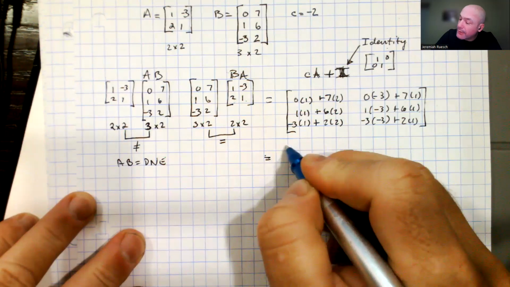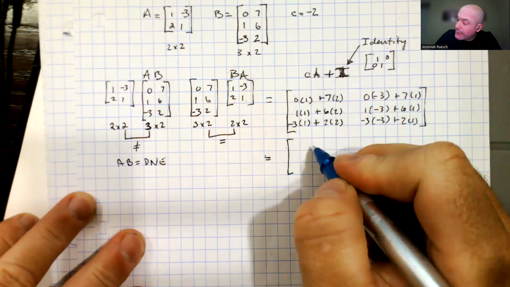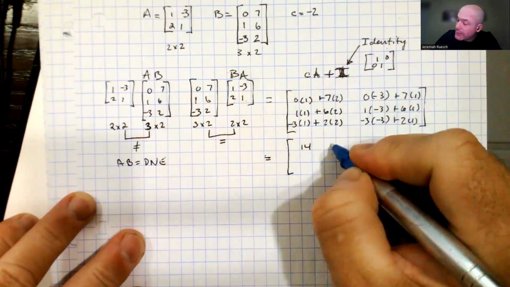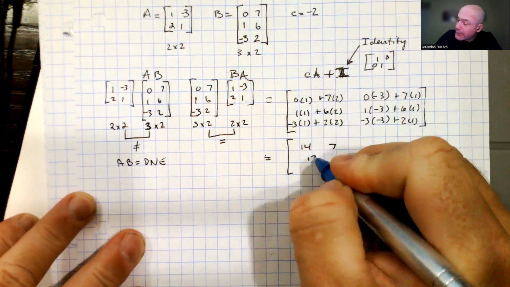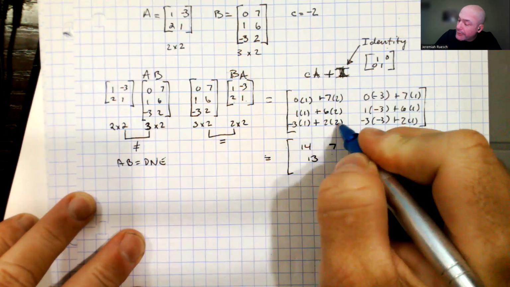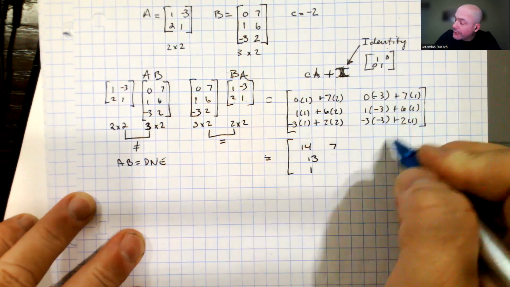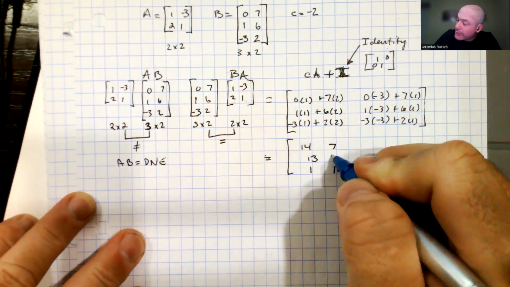If we do that, then we get 0 plus 14. This is 0 plus 7. This is 1 plus 12, 13. -3 plus 4, so that's 1. This is -3 plus 2... rather, 9 plus 2, so 11. And -3 plus 6, so 3.